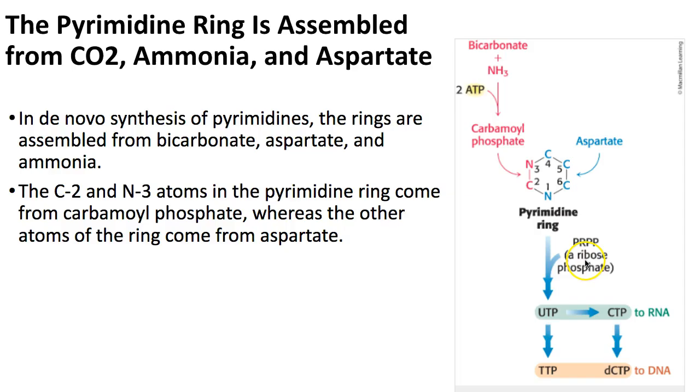Then you attach it to the activated sugar, the PRPP, and you end up having your nucleotide, which goes through some other steps to end up having UTP. You can use UTP as a source to make CTP for the buildup of RNA, or you can use UTP to end up making TTP, which you can use for DNA. The same thing goes for CTP. It can go through some steps to end up making dCTP for DNA.